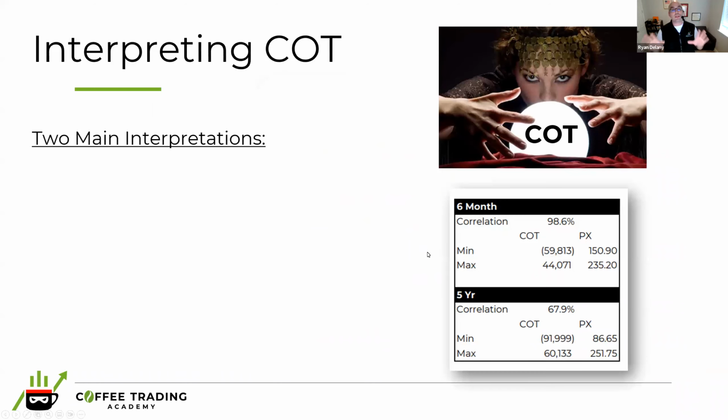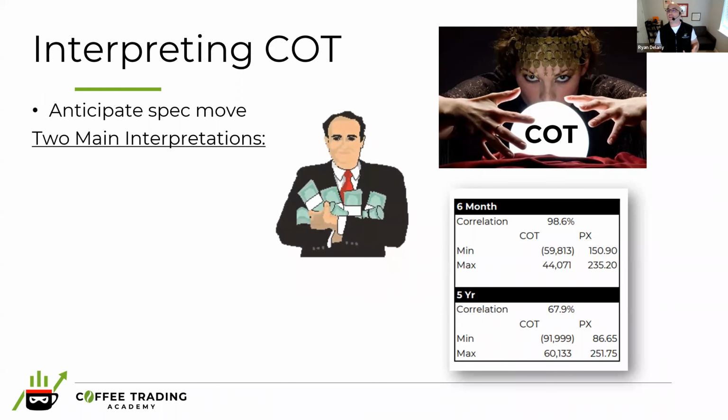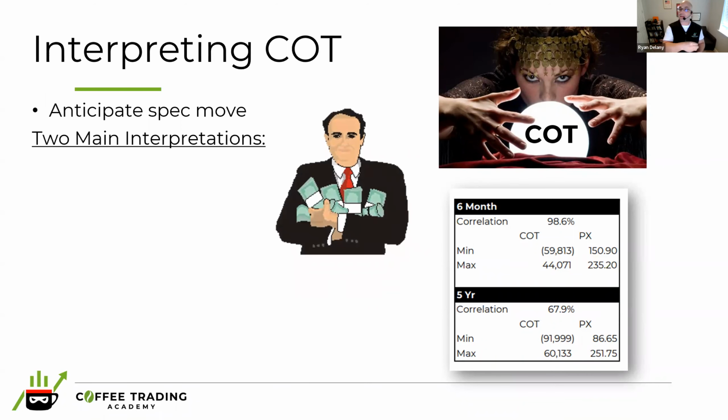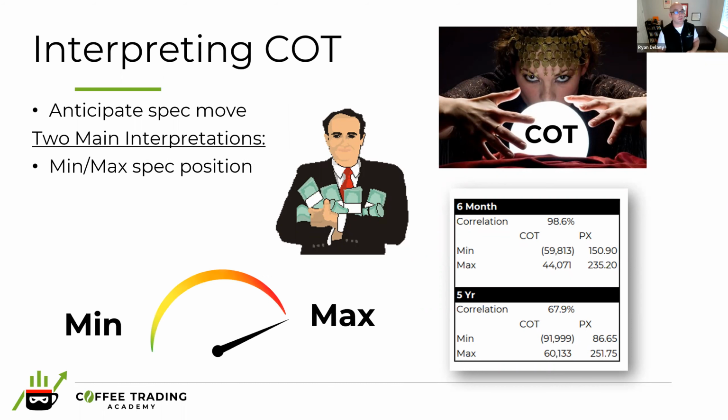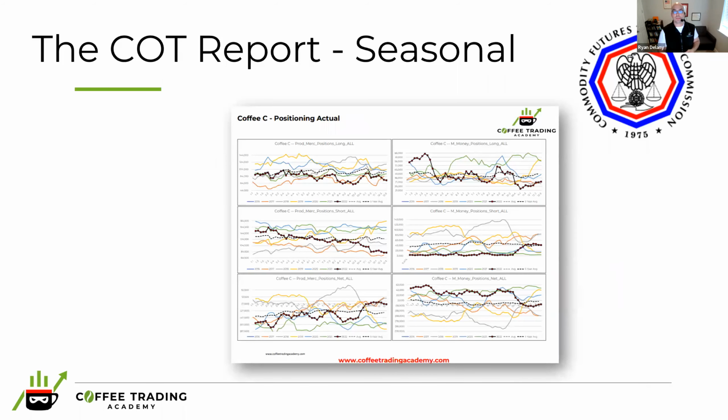Now, we said we want to anticipate what the spec is going to do, right? Because that spec position is going to have a heavy impact on price. There are two primary ways that we try to interpret the specs' moves. We look at the min-max and we look at vulnerable positions. So let's look at the min-max first. This is something from the second page of our COT report here.